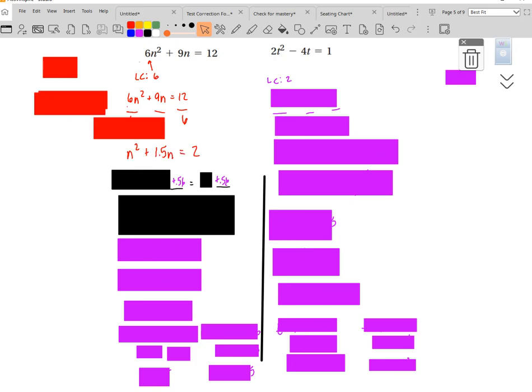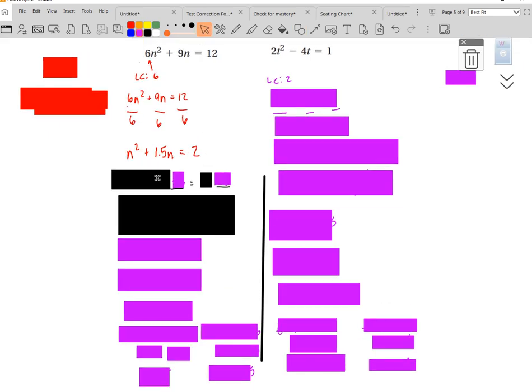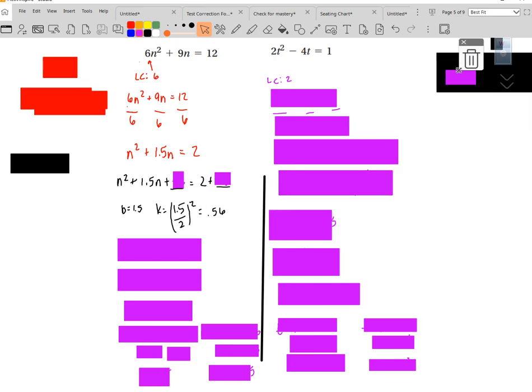When we do, we are left with n squared plus 1.5n equals 2. So we want to give ourselves some room. So what we need to do is take these terms and add something to it that will make this a perfect square trinomial. So this is the n squared plus 1.5n on the left side and the 2 on the right. So what do we need to add there? That is the question. So we're going to use the k, the b over 2 squared. Our b is 1.5. We plug into that formula. Then the number we're going to add to both sides is 0.56.